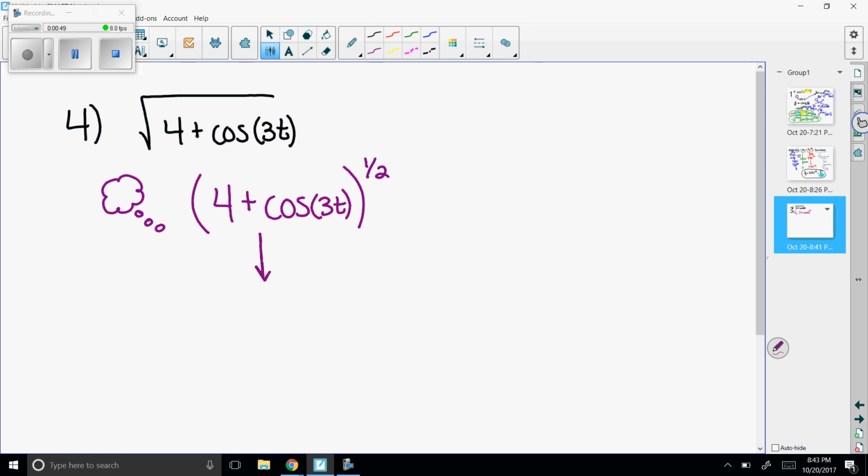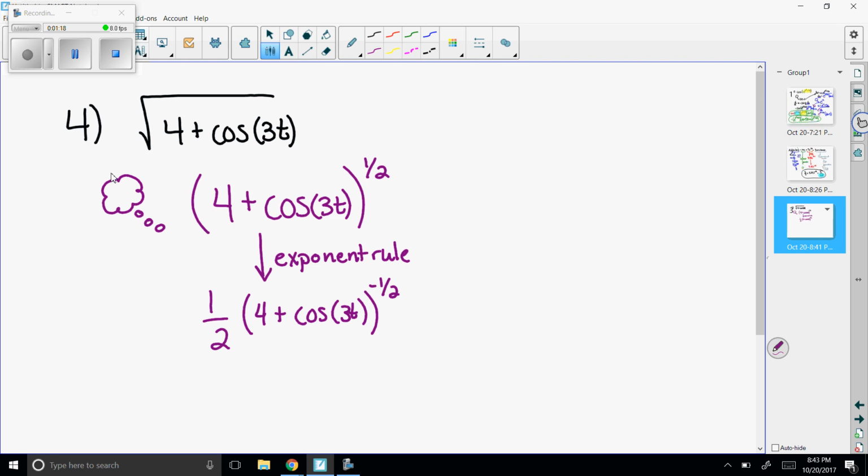So just the derivative of what I have there, you want to think of the exponent rule. As you look at the exponent rule, you bring down the exponent, keep your base the same, and decrease the exponent by 1. So just that first part leads you to this. You are going to have 1/2 times 4 plus the cosine of 3t all raised to the -1/2 power.